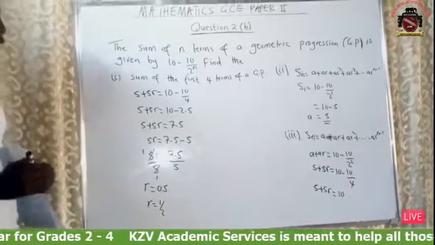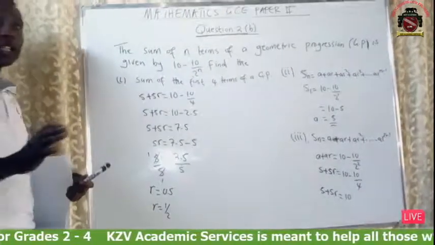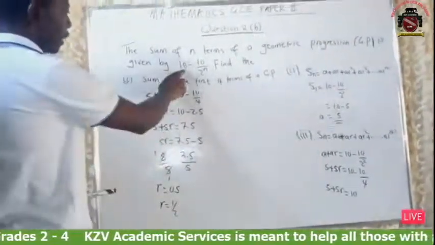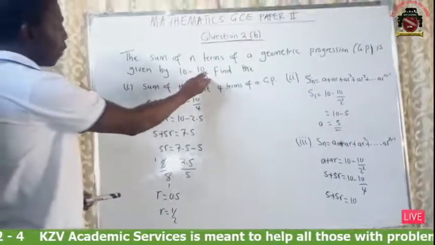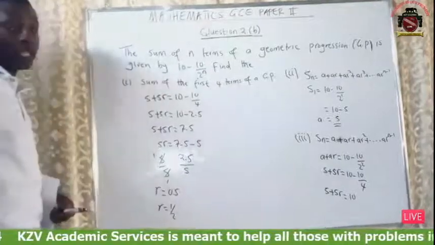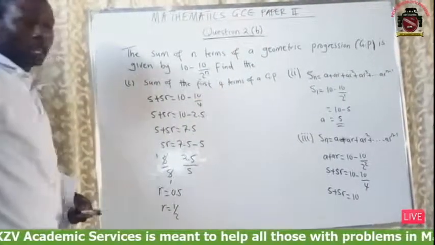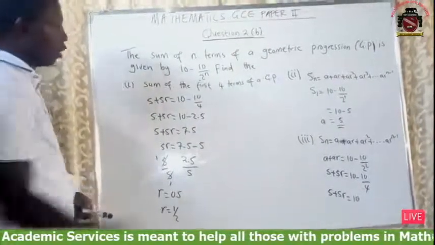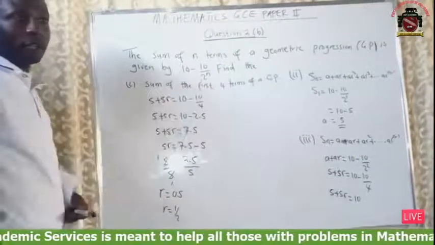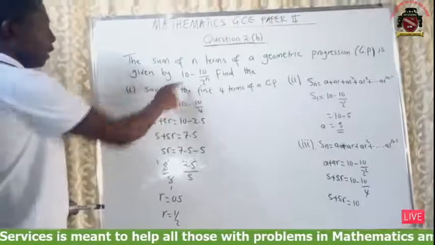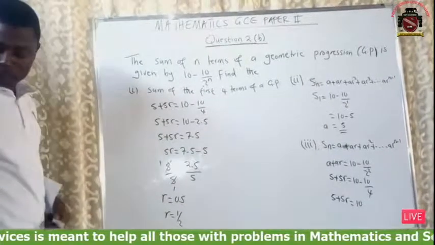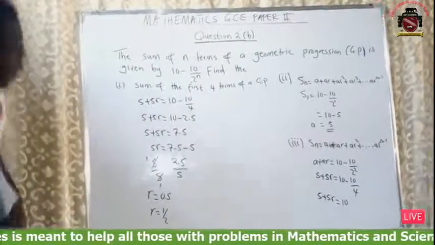Now, from this one, you can tell that this is a convergent series, meaning that it's just a sum to infinity, of which the limiting value is 10. Because whenever n is increasing, let's say n is 100, this value is approaching 0. It's almost 0. So we have 10 minus a value that is almost 0. What you get is just 10. So the limiting value is 10.